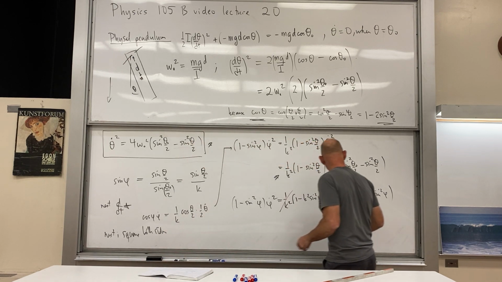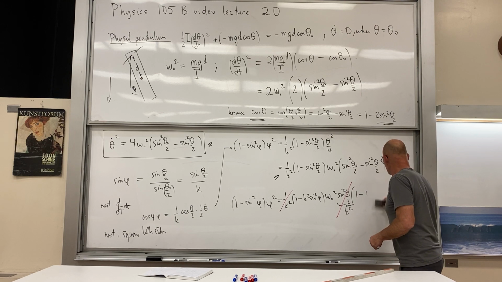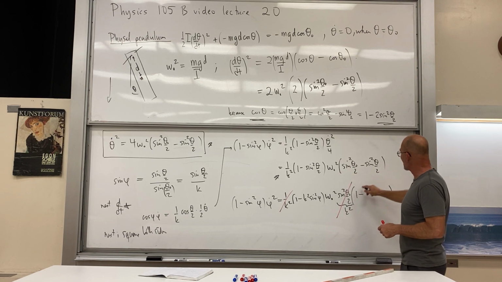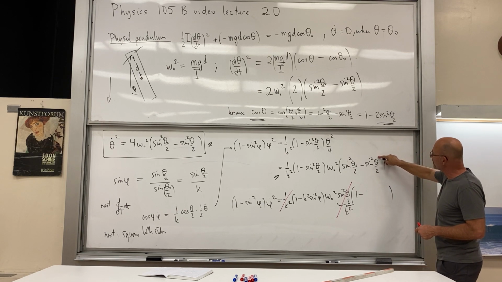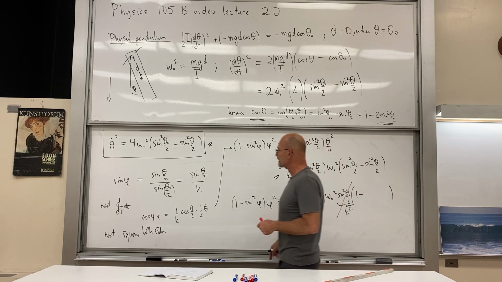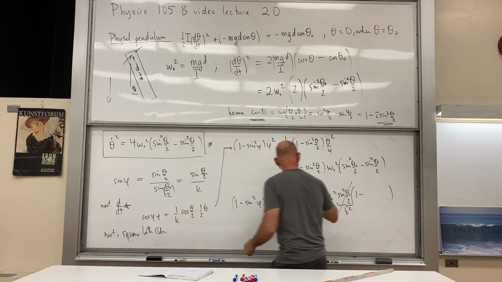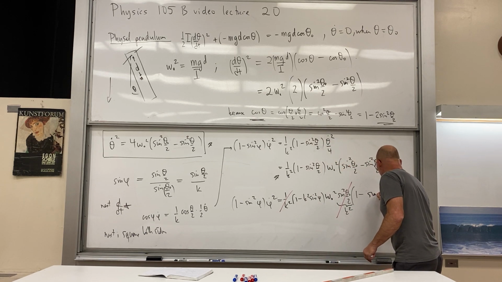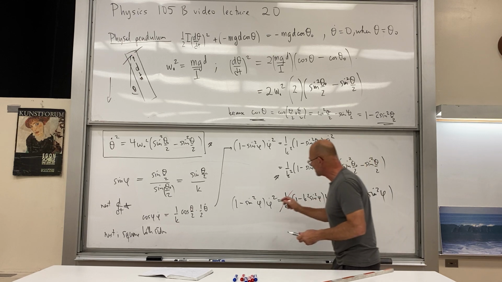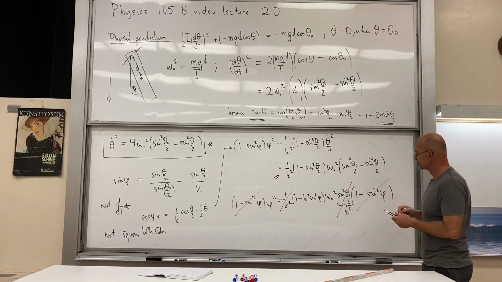Oh yes, very good. So when I pulled out the sine squared theta naught over 2, I had sine squared theta over 2 divided by sine squared theta naught over 2. Okay, so that was just sine squared phi. Fantastic. 1 minus sine squared phi. And here we get what we needed, this cancellation, and that one.